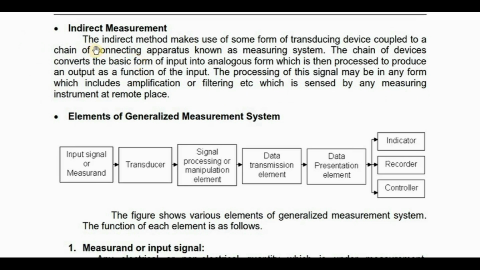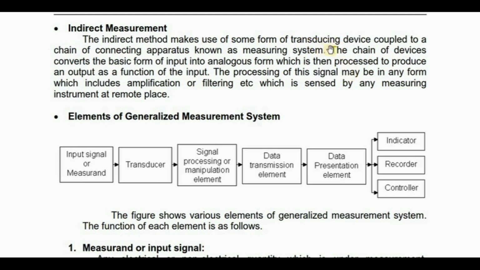So what do you understand by the indirect method? Now here, in the case of the direct method, we were comparing the unknown value with the known value directly. But here we are not going to do it in that manner. In the case of indirect measurement, we are not going to involve a human being directly. But there will be certain devices, or a chain of devices or apparatus, which we are going to connect to each other to form a total measuring system. Okay, now we are going to make use of a transducing device.